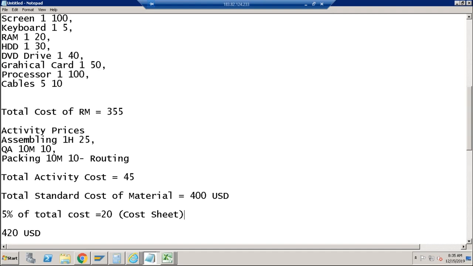Okay, and you need to have the cost sheet. If you want to apply the overheads, you also need the cost sheet in addition to BOM and routing, right? Once you have the BOM and you have the routing, the next thing is you need to know the prices of the raw materials and you need to know the prices of the activities. Okay, so those are the things that we need to provide in the system so that the system is able to calculate the total cost of the product. Is it clear now? Are you clear now how exactly the product cost is going to be determined?